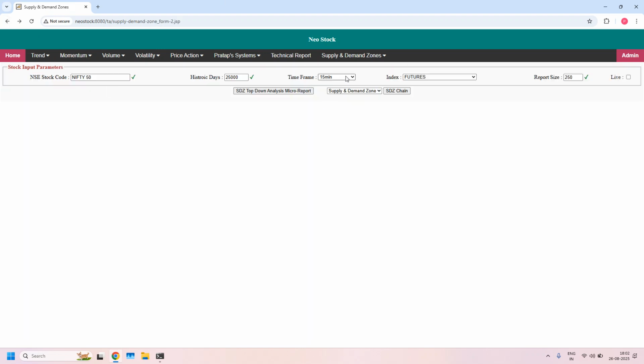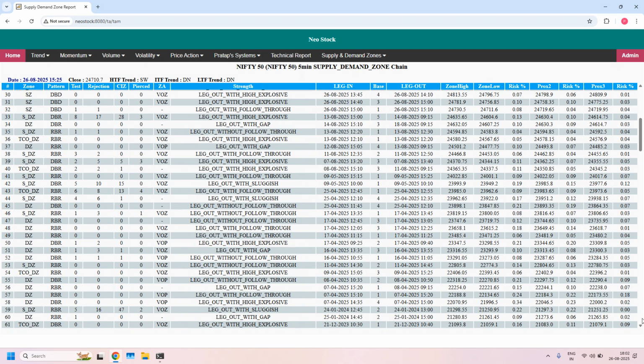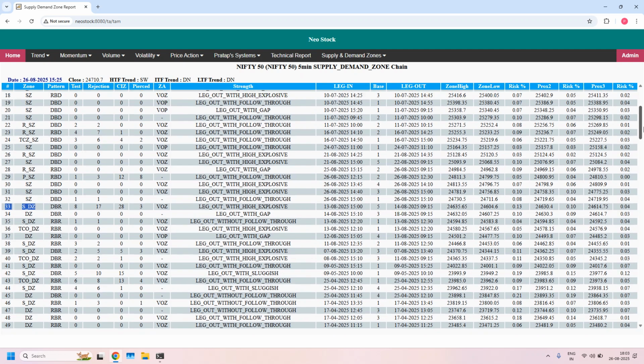Next, generating 5 minutes supply demand zone chain for NIFTY. We have all the supply zones in this space, so I am scrolling the list down. The nearest demand zone to the current closing price is serial number 33. It is a pierced 5 minutes demand zone. So let me adjust in the middle of the page so that you can get almost equal number of demand and supply zones. So this is 5 minute supply demand zone chain for NIFTY.